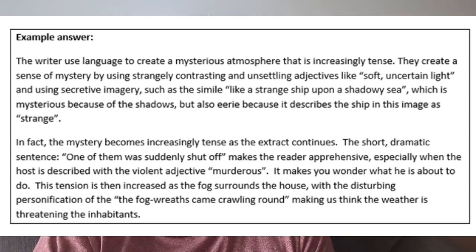The short dramatic sentence, one of them was suddenly shut off, makes the reader apprehensive, especially when the host is described with the violent adjective murderous. It makes you wonder what he's about to do. This tension is then increased as the fog surrounds the house with the disturbing personification of the fog wreaths came crawling round, making us think the weather is threatening the inhabitants.